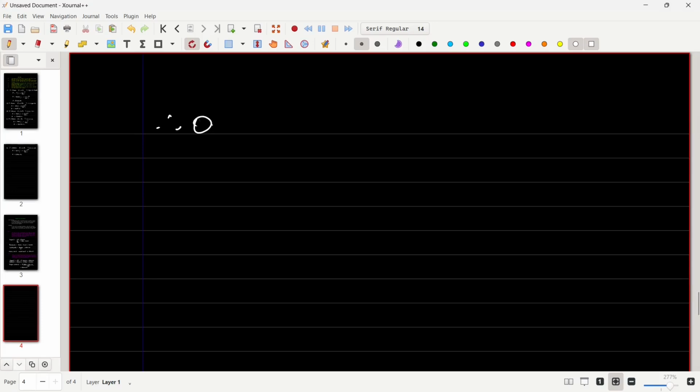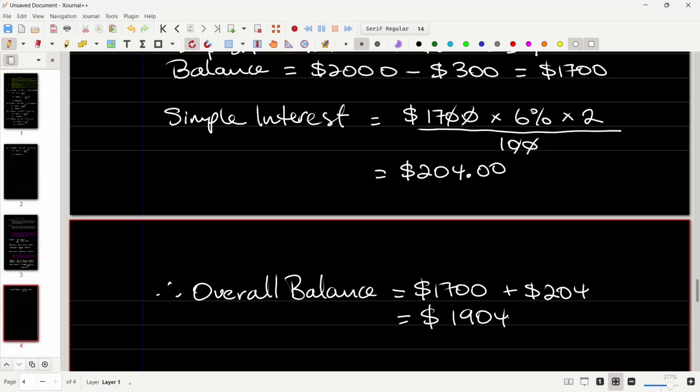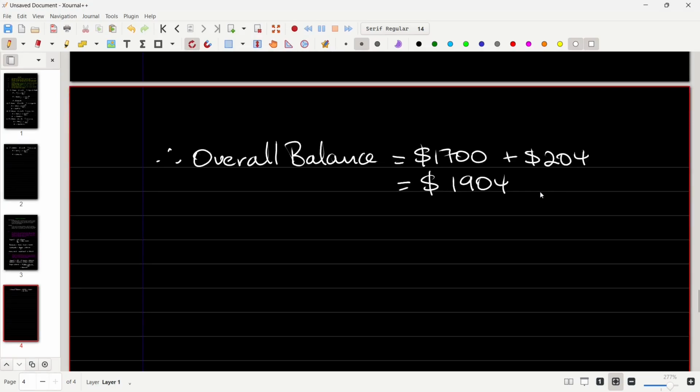Therefore, the overall balance would be equivalent to your 1,700 plus your $204, and you would get a total of 1,904. Now all I need to do is figure out how much each installment is worth if I'm doing this over 24 months. So installment is equal to 1,904, and I divide it by 24 to find out per month.